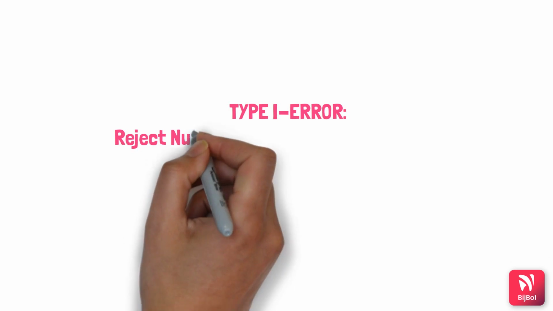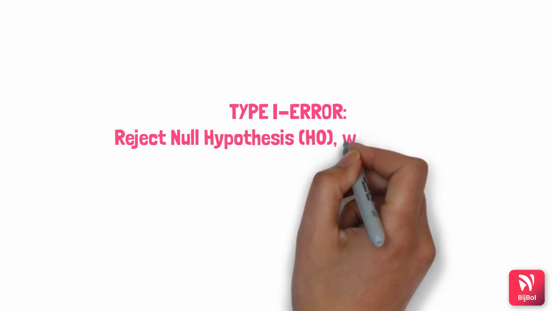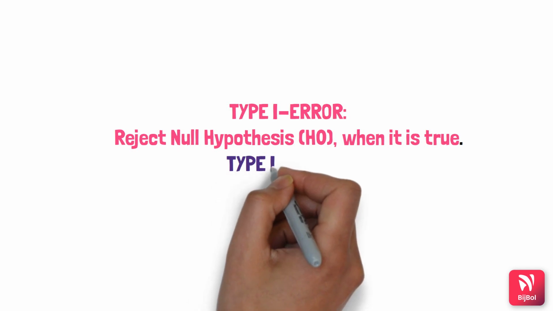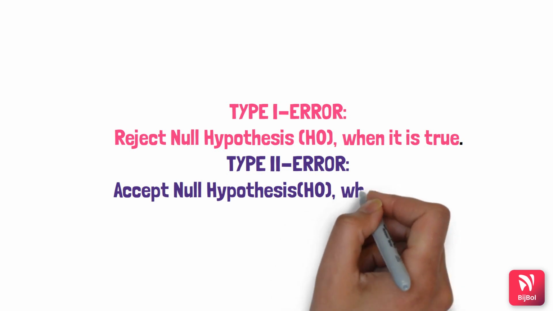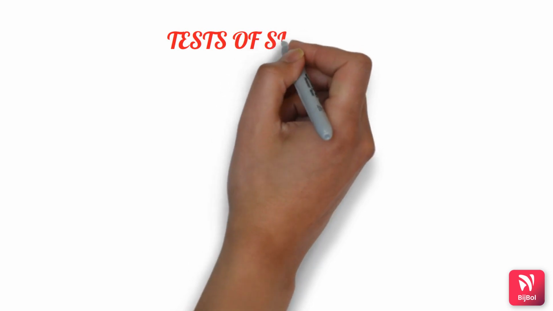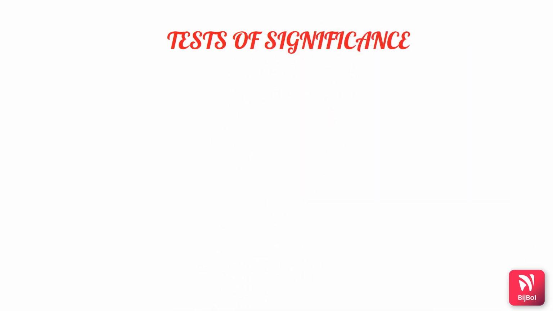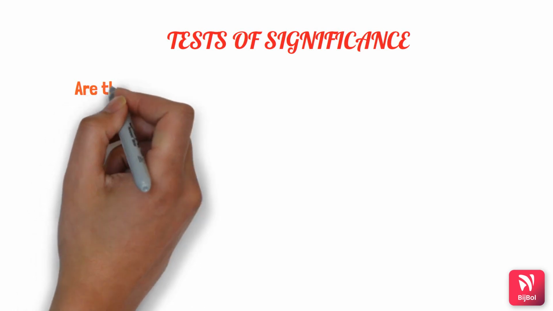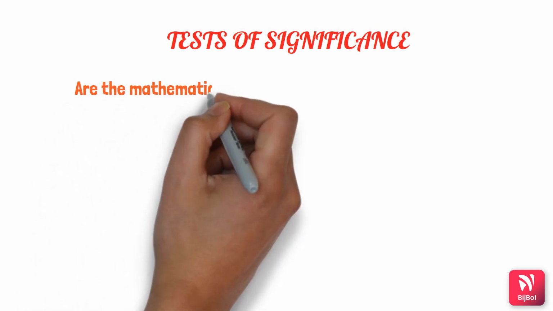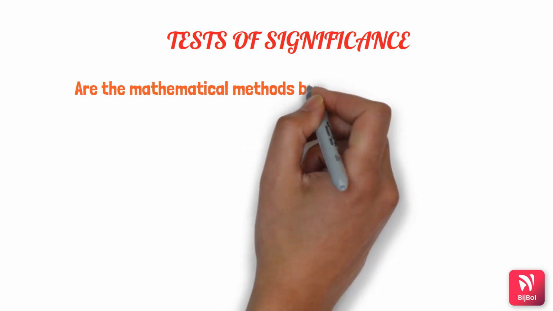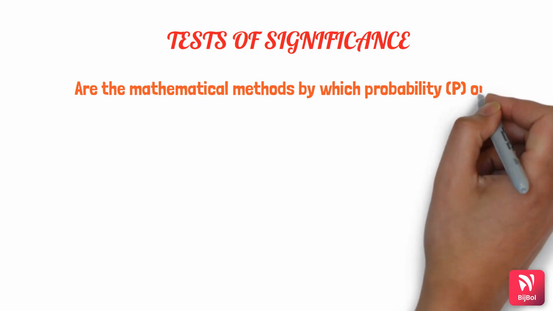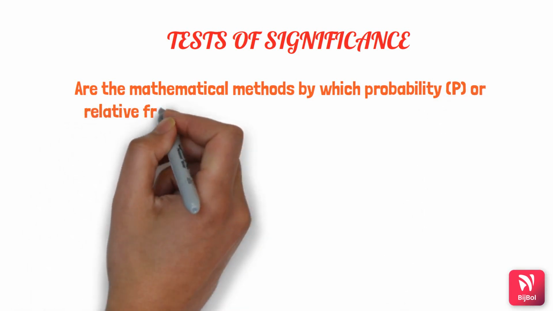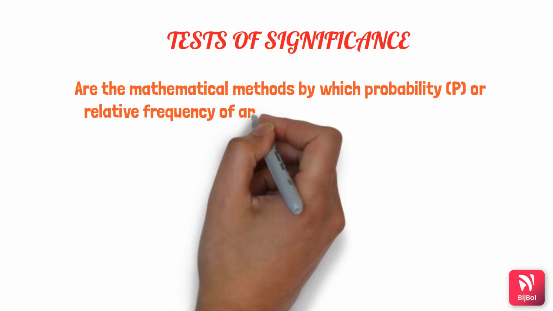Now, what is type 1 error? Type 1 error is nothing but you reject the null hypothesis when it is true. Type 2 error is when you accept the null hypothesis when it is false. So this is about the basic concepts. Now let us see the tests of significance. So what are these tests of significance? Tests of significance are nothing but mathematical calculations by which we attain the probability or the relative frequency of an observed difference occurring by chance that is found.